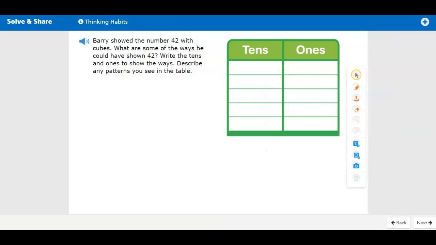Our Solve and Share begins on page 349 in our Envisions Volume 2 workbook. Our Solve and Share says, Barry showed the number 42 with cubes. What are some of the ways he could have shown 42? Write the tens and ones to show the ways. Describe any patterns you see in the table.